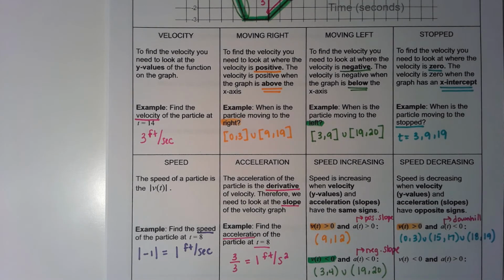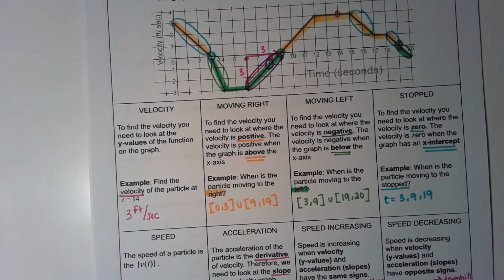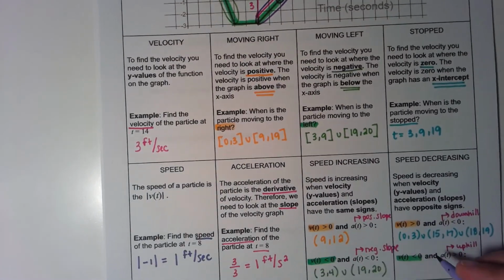Last but not least, if I want to know the other option for slowing down or speed decreasing, it's when you have a negative velocity but a positive acceleration. So you're looking for where you're below the x-axis but you're uphill. It's kind of opposites. So if I look for below the x-axis but uphill, it would be this portion of the graph, which goes from 6 to 9.